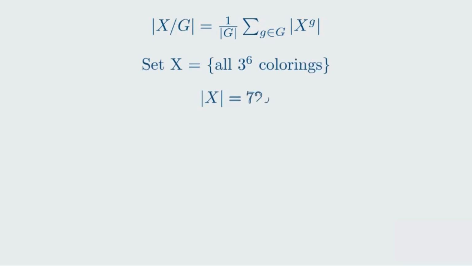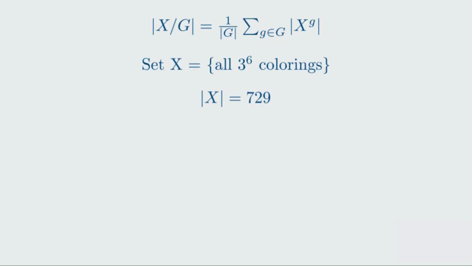Let's state Burnside's lemma. Let X be a set of objects, and G be a finite group that acts on X. The number of orbits under the action is given by 1 over the size of the group G times the sum over all group elements g in G of the number of fixed points for that element. In our problem, the set X is the set of all possible 3 colorings of the cube's 6 faces. That's our 729 colorings. So, our set X is the set of 3 to the 6th, or 729 colorings.